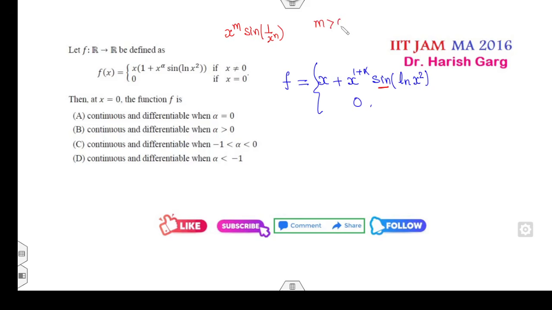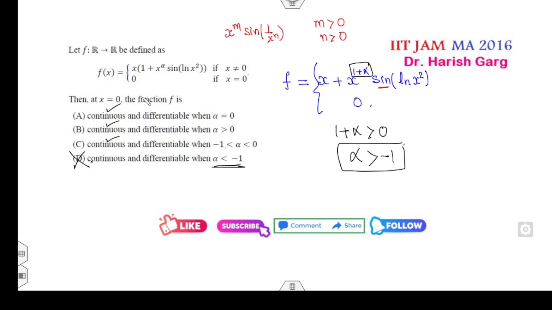Whenever m is greater than 0, n is greater than 0. तो पहले m पे रूल लगा देते हैं. That means 1 plus alpha must be greater than 0. Alpha must be greater than minus 1. तो alpha की वैल्यू minus 1 से बड़ी होनी चाहिए. तो लास्ट ऑप्शन आपका कंटिन्यूस ही नहीं है. Alpha is greater than minus 1. Continuous yes, continuous yes, continuous yes.